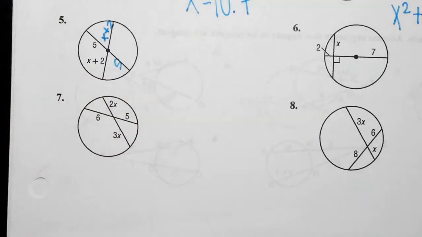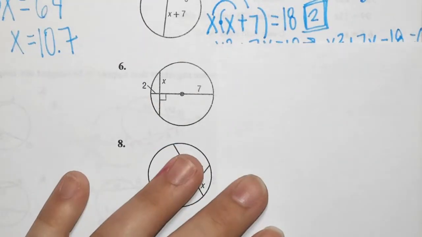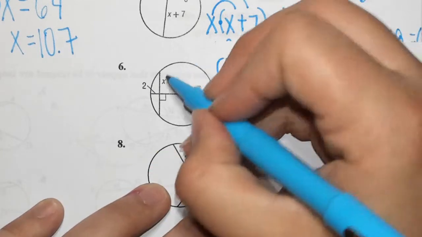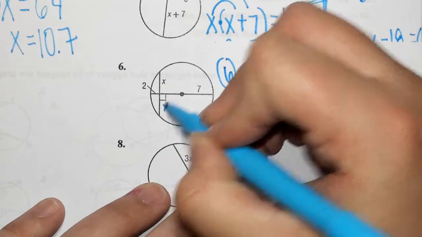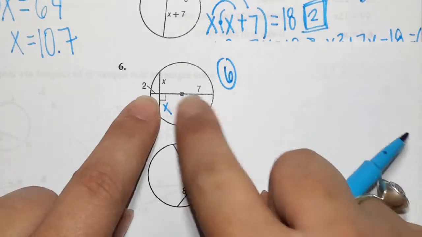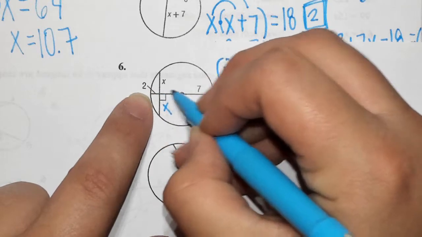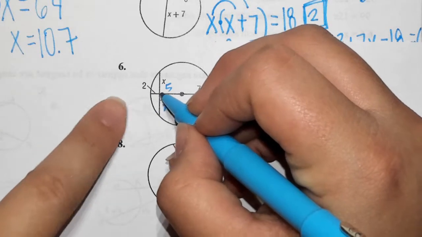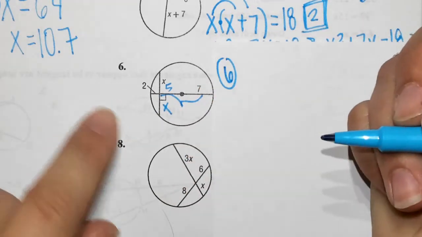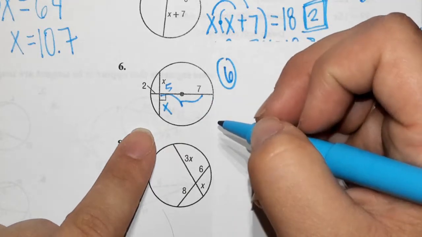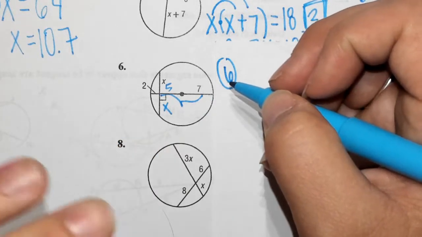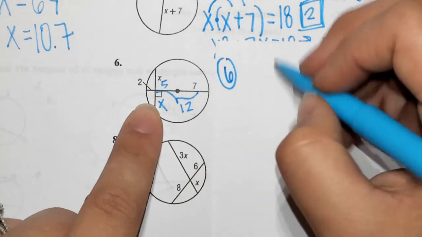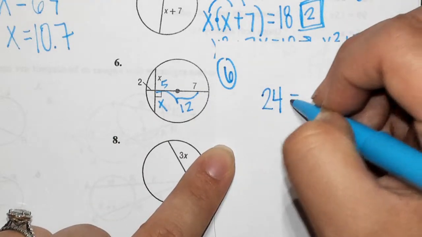Okay? Let's look at 6. So this is not the case for 6. But if this is x, what's this? X. And if this whole piece is 7, and that's 2, then this little piece right here is 5. But you have to take what's on this side of the chord. So 5 plus 7 is actually 12, yeah. So you have 12 times 2, which is 24.